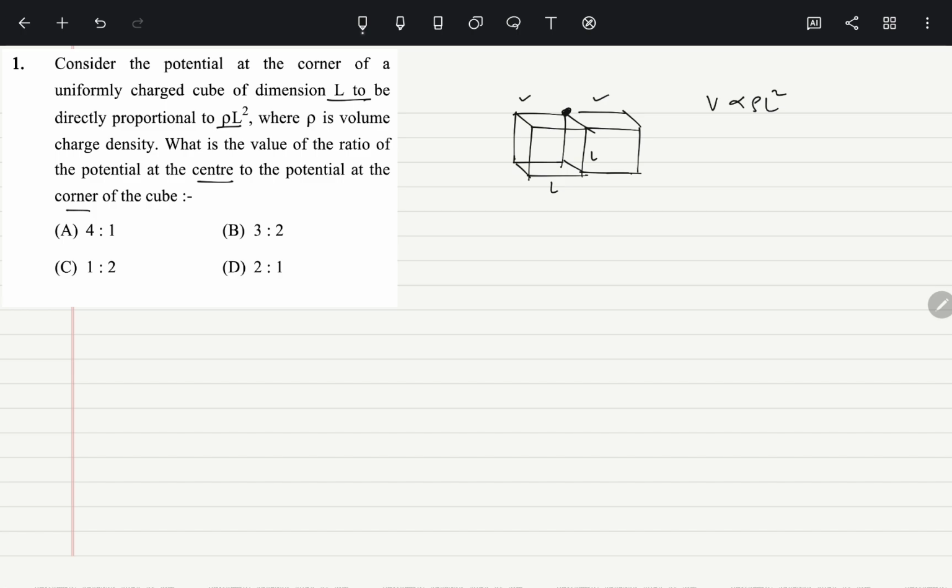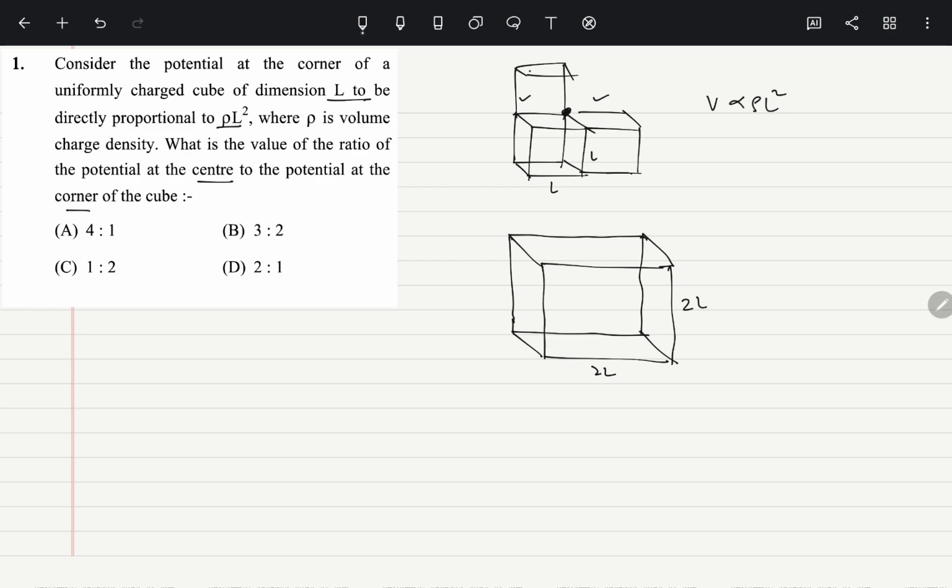Okay, so I'll draw one diagram. After placing all these cubes, we'll be getting another cube. Yes or no? But this time this cube will have a length 2L. So we are trying to make a closed surface kind of. Okay, like that. So how many cubes are there in this 2L side cube? So 8 cubes. Okay, 8 small cubes we have.